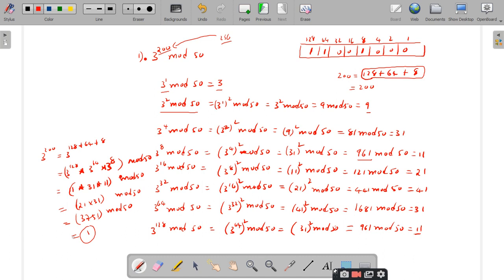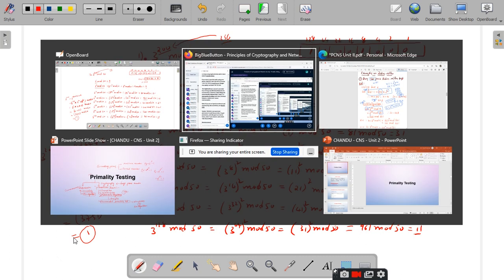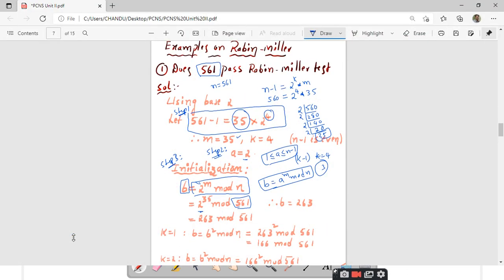Yes, sir. We'll see some examples on the same thing in the next session, but let us continue with the same example from the Rabin Miller. After completing this example, we'll close the session and continue with the same thing in the next class. Why? Because it will not be completed today, right? So is it clear? So 2 power 35 mod 561. Now we'll calculate this one.